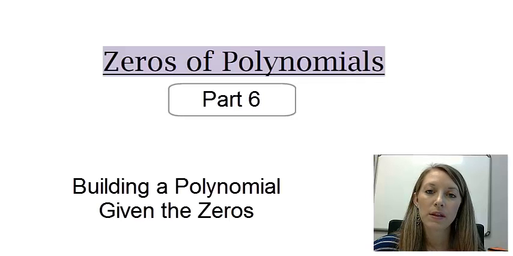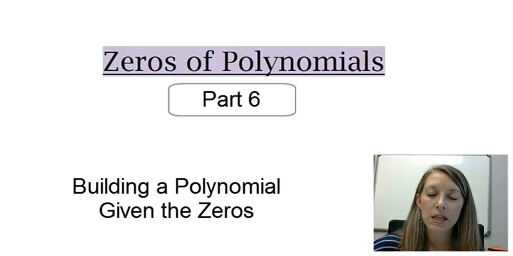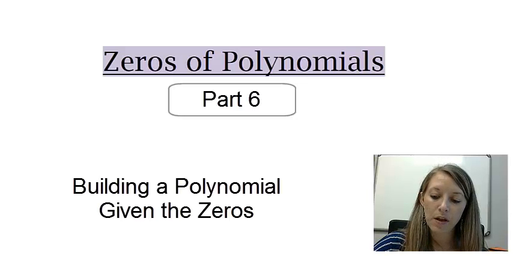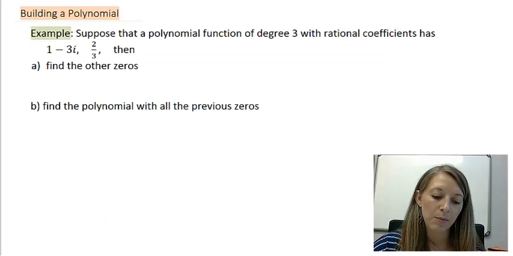Moving on with things that we know about zeros of polynomials. Now we're kind of working this backwards. We are taking the zeros and building the polynomial, rather than them giving us a polynomial and us finding the zeros. Okay, so we've worked through one example of these. Let's work through a second example.